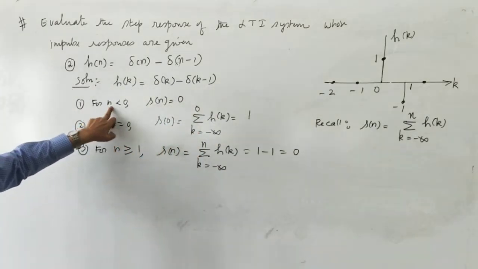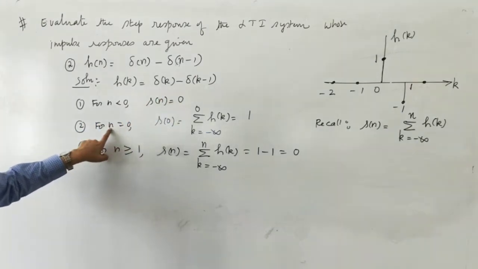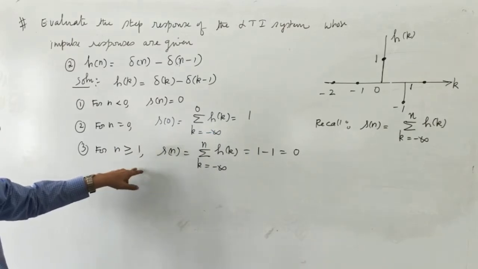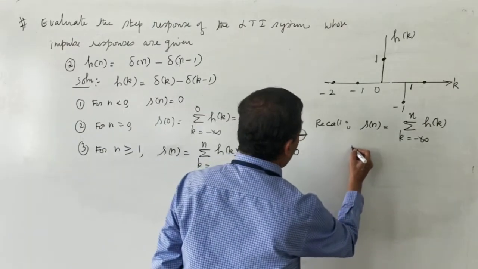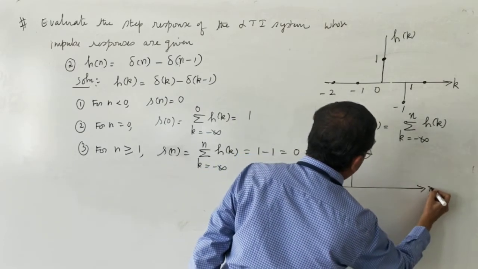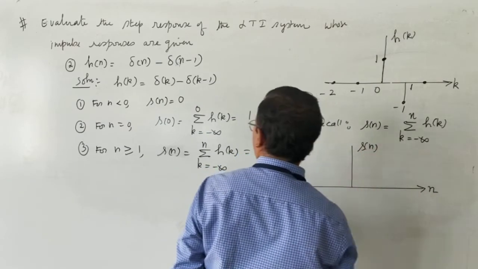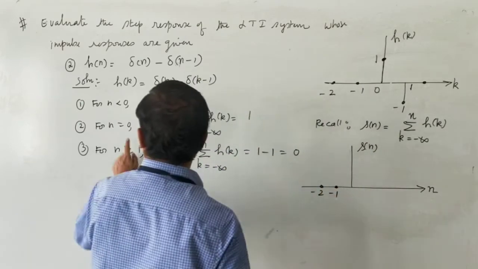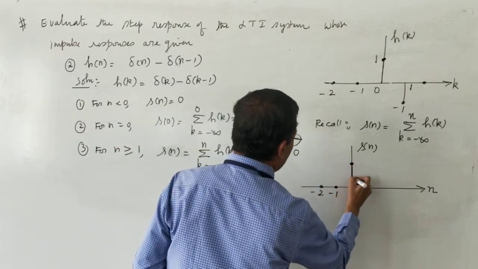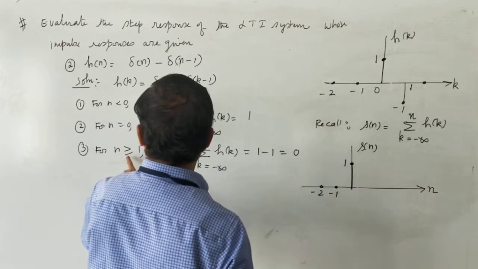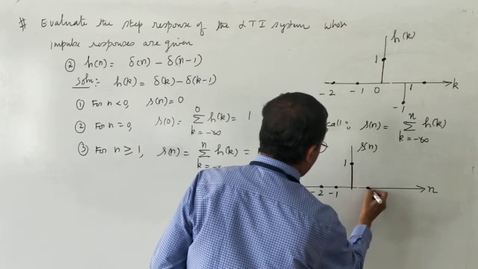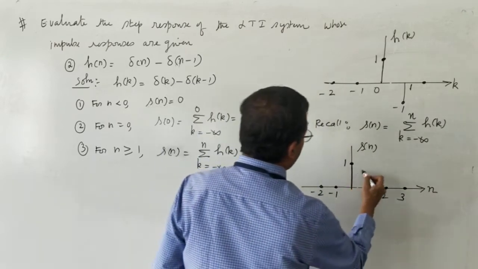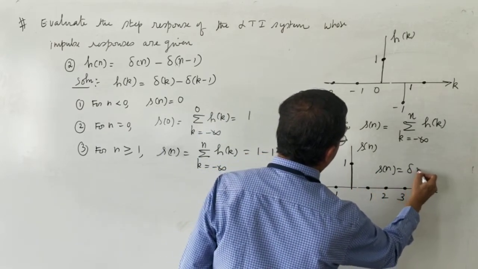For n less than 0, s of n will have no samples. At n equal to 0, s of n has a unit sample. For n greater than or equal to 1, again s of n is 0. If you want to sketch the step response, it is like this. X-axis is n, y-axis is s of n. For n less than 0, all the samples are 0. At n equal to 0, you have a sample whose value is 1. For n equal to 1, it is 0. N equal to 2, 0. N equal to 3, 0. That means s of n is delta of n.